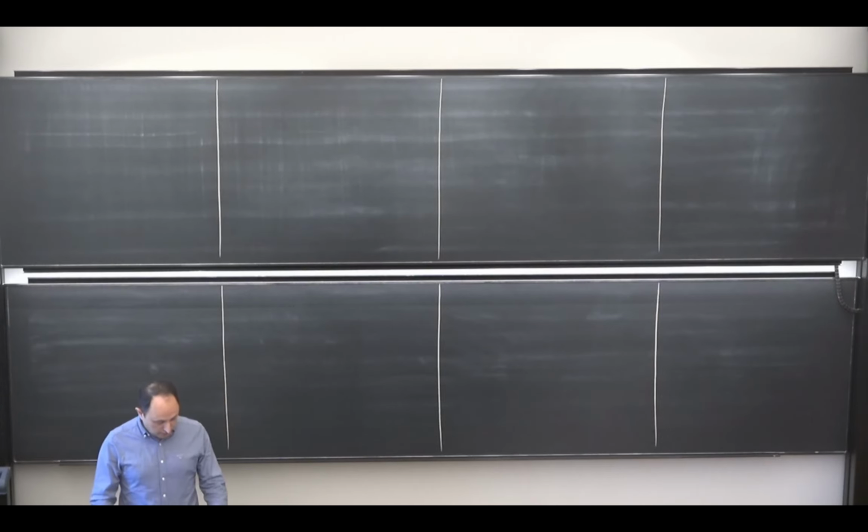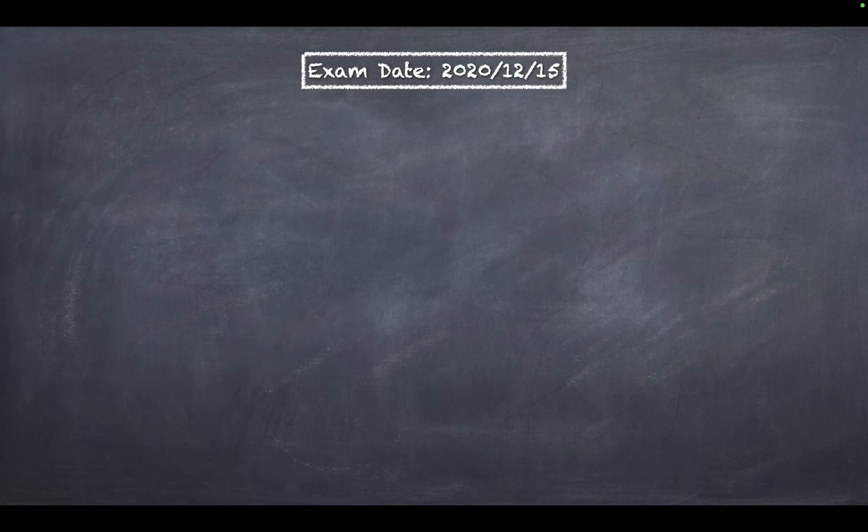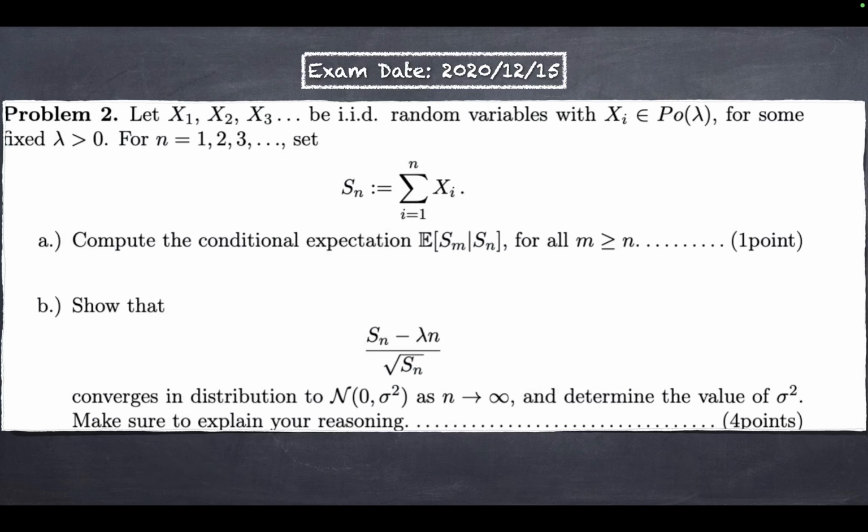So let us start with the first question. I start with a little bit simple problem here today first. So that is problem 2 of this exam, 2020, December 15th, yes? So do you see the question now? Yes? Okay. So let X1, X2, up to etc. be IID random variables with Xi Poisson distributed, all of them with parameter lambda, for fixed lambda positive, and then for n equals 1, 2, 3, etc., we write Sn to be, so let me write the information here.